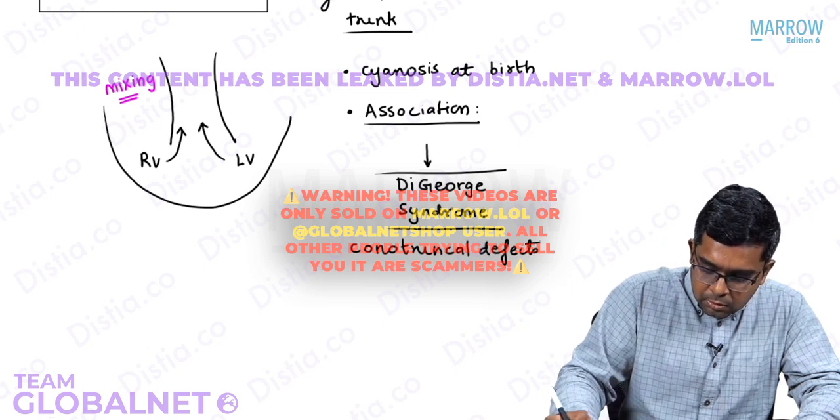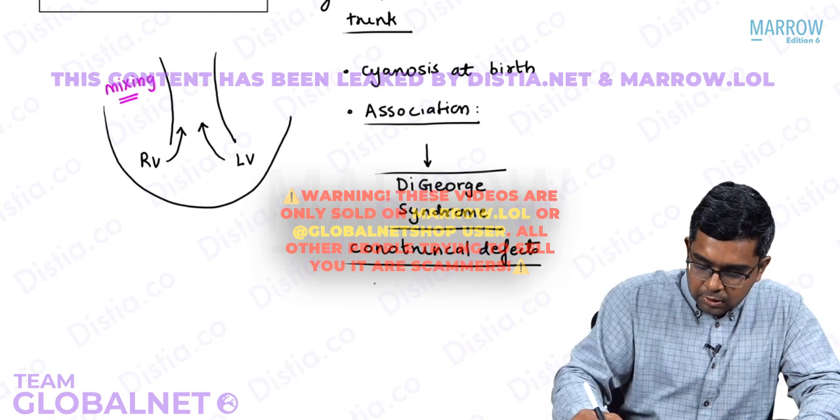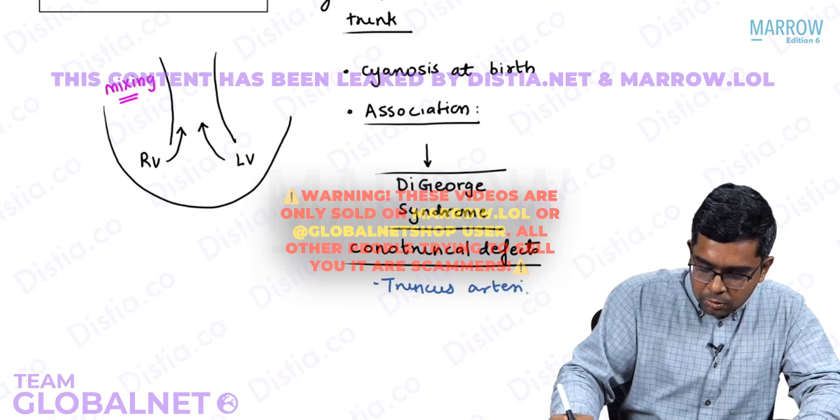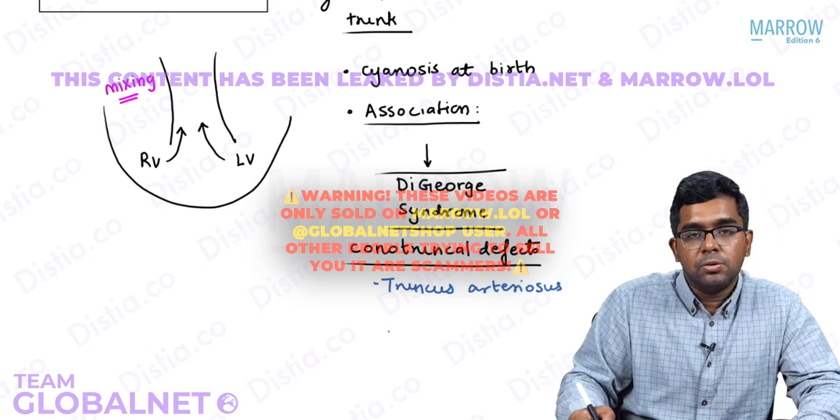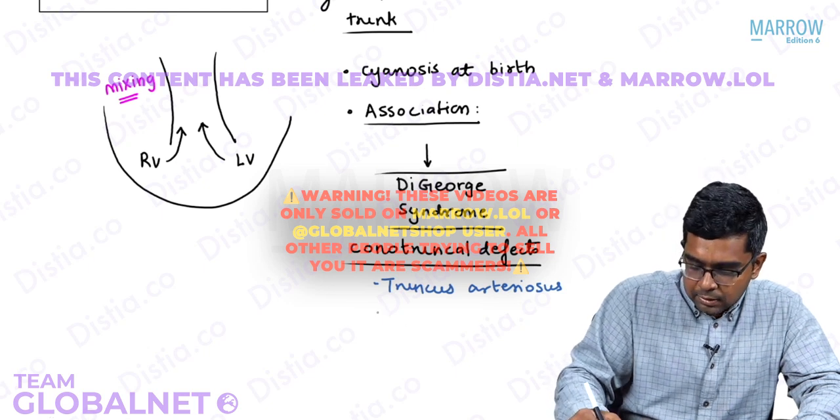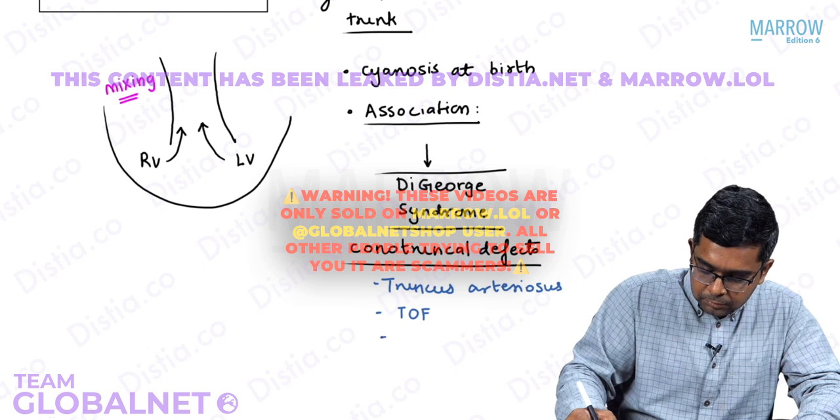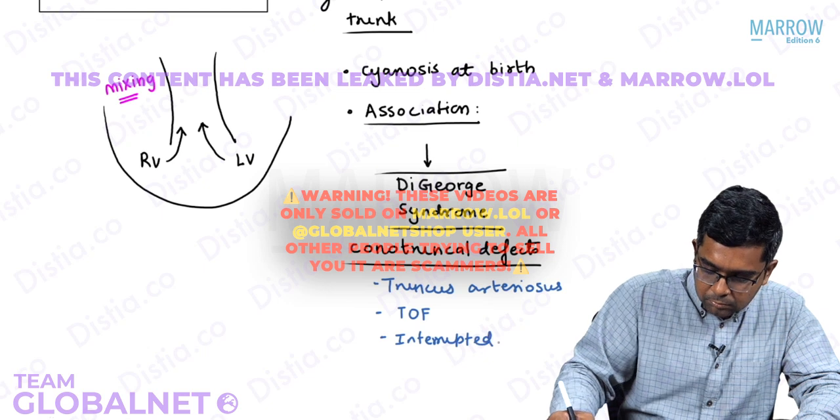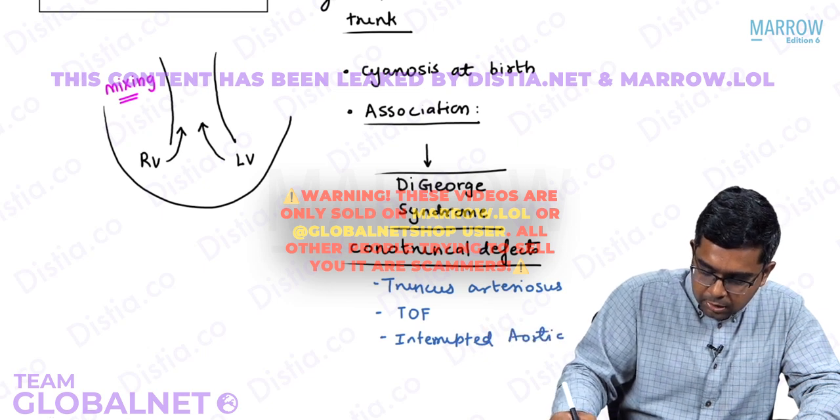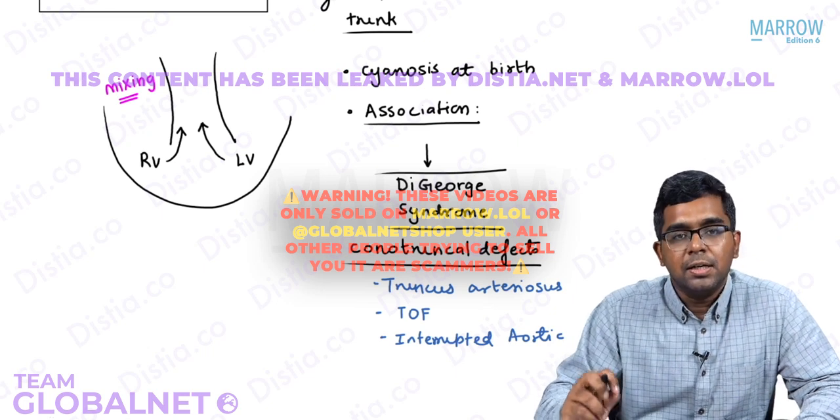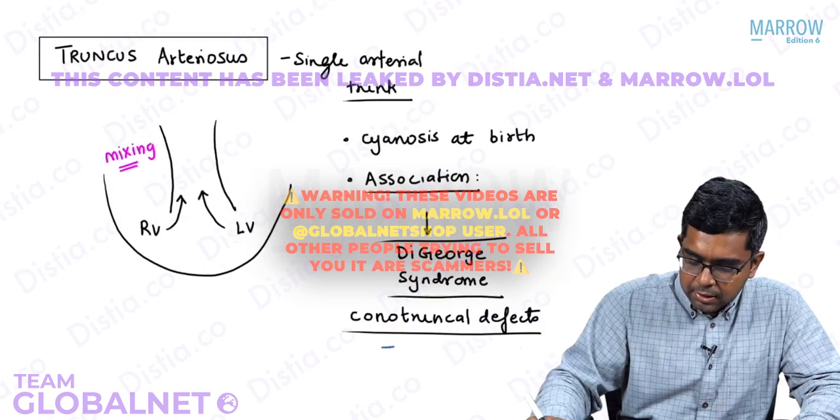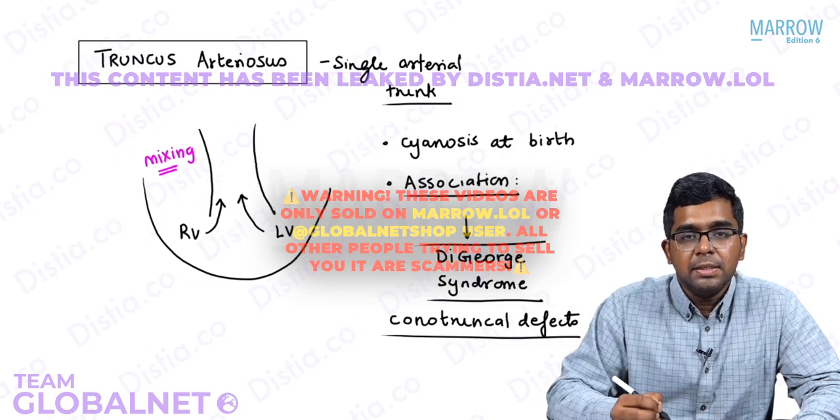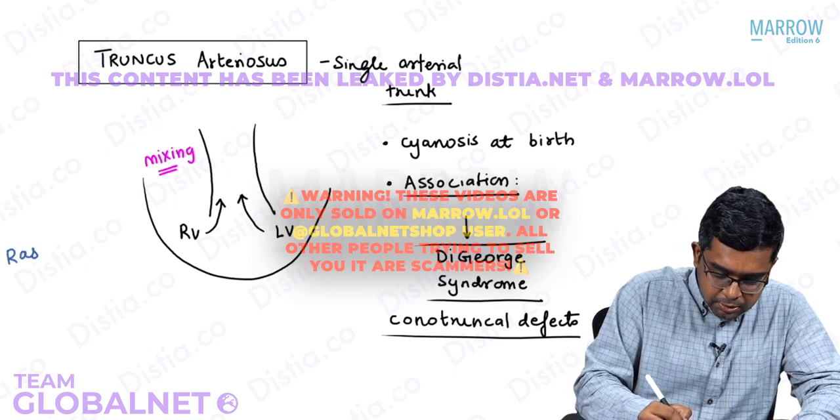Now this truncus arteriosus is one of the conotruncal defects. You should also know what are the other defects included in the conotruncal defects. These include tetralogy of Fallot, interrupted aortic arch. These are the other defects which are included in the spectrum of conotruncal defects. Now, as far as truncus arteriosus is concerned, remember, treatment is by surgery only. What is the surgery? It is called as Rastelli's procedure.